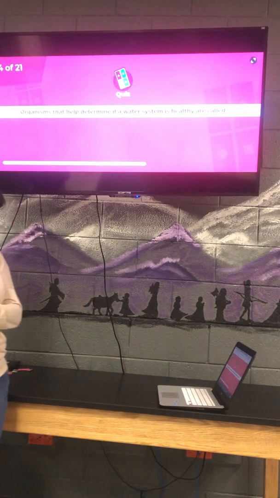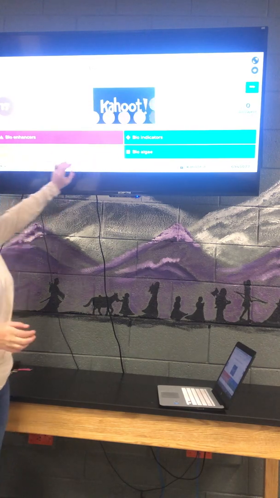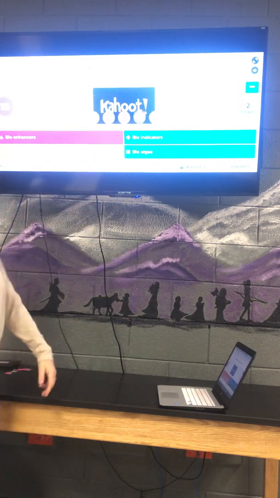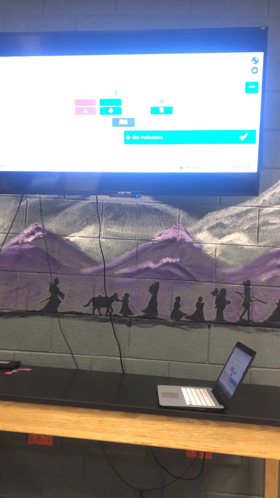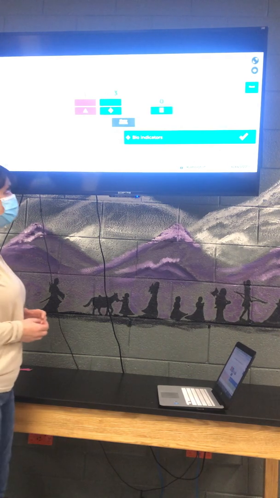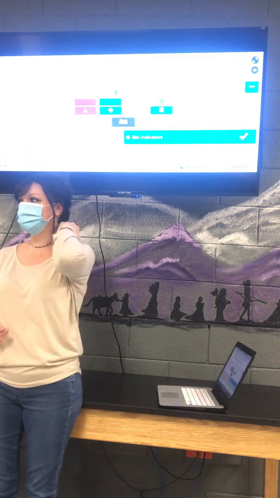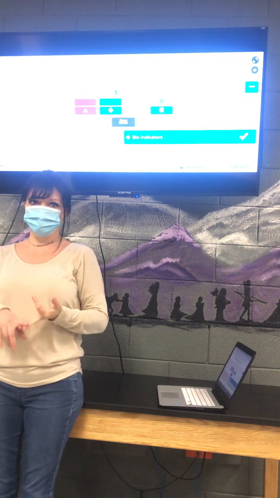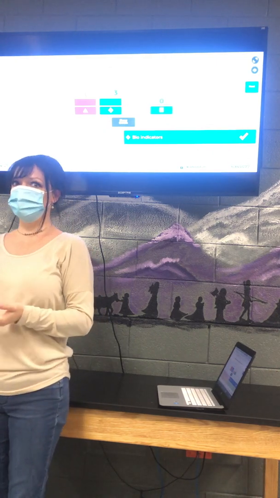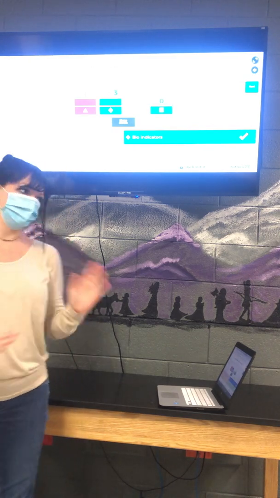Organisms that help determine if a water system is healthy are called, you have bioenhancers, bioindicators, bioreceptors, or bioalgae. Okay, so bioindicators is the answer. We actually talked about these yesterday. So those are the animals that you look at to see if the water quality is good. So that would be the stoneflies, the mayflies. If it's got crawdads living in it, if it's got leeches and nasty stuff like that, then the water quality is going to be bad.